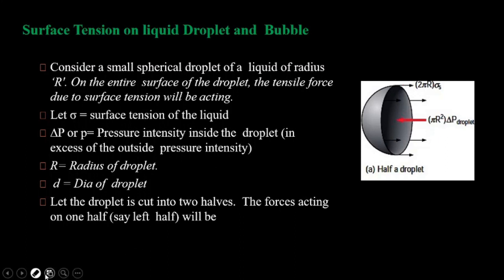Okay, so let sigma be the surface tension of the liquid, delta P or P be the pressure intensity inside the droplet. Next, R is the radius of the droplet, D is the diameter of the droplet. Let the droplet be cut into two halves. The force acting on half will be, so what is the force acting when the drop is cut equally by half? Then what are the forces acting here?